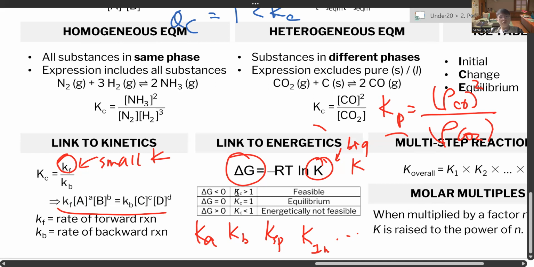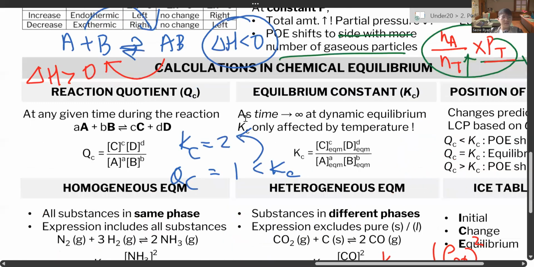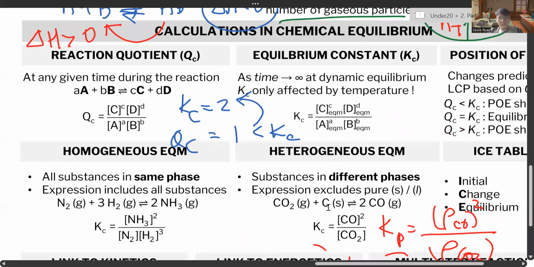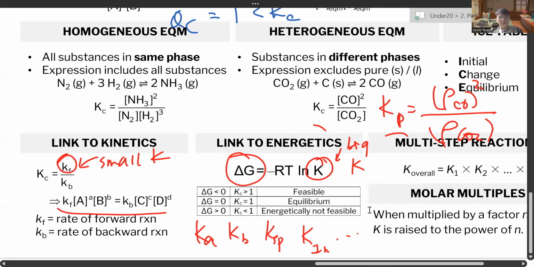When delta G is less than 0, Kc is more than 1. And this makes sense, right? Because if the forward reaction occurs, we want more products to be present than the reactants. So the ratio would always be more than 1. Okay, you can do the math and figure the rest out.